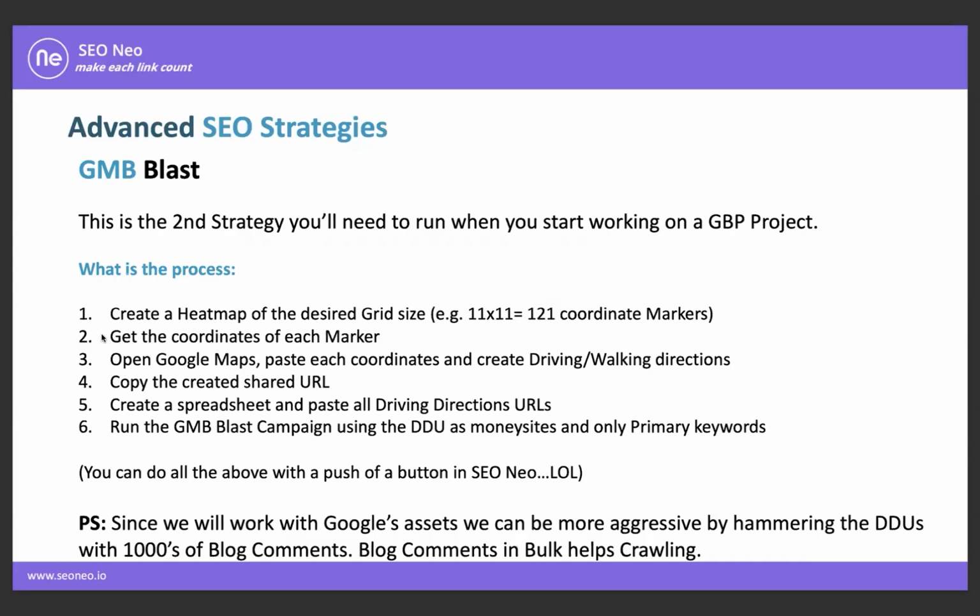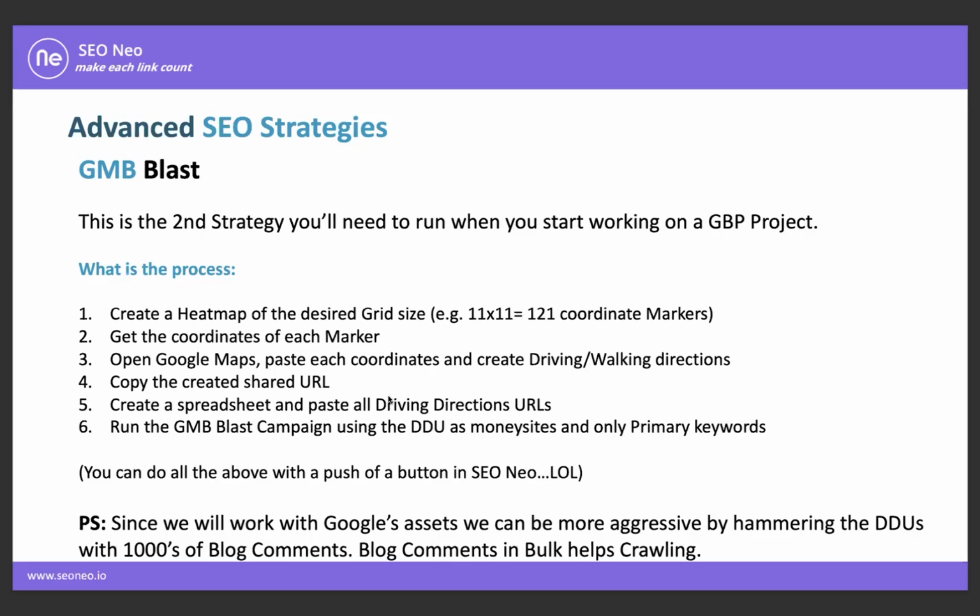What you would do normally is this, okay? You are not going to do it because it takes forever. It took me 3 hours for every GBP to create the heat map, to get the coordinates of each marker, then open Google Maps, paste each coordinate, and create driving or walking directions to your GBP, then copy the created shared URL, create a spreadsheet and paste all driving direction URLs to this spreadsheet, and then run the GBP Blast campaign using the driving directions URL as money sites and only primary keywords. That was our tests, and before the Wizards, we did everything manually, which was hell.